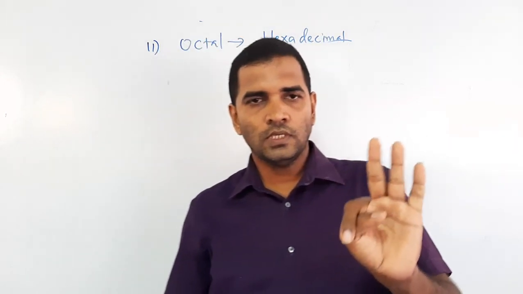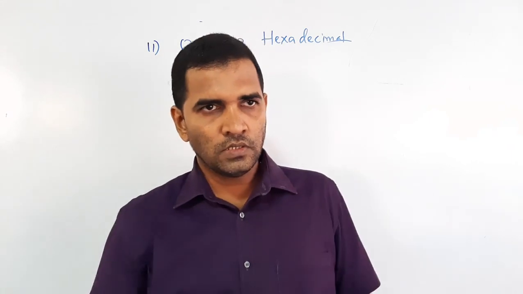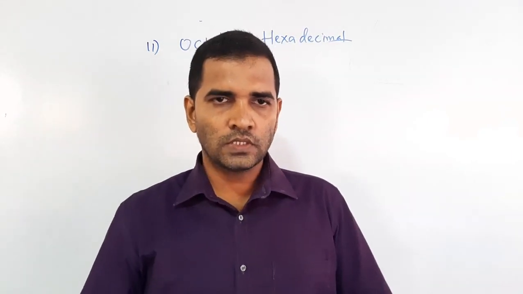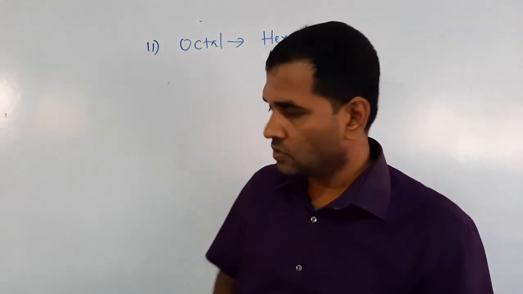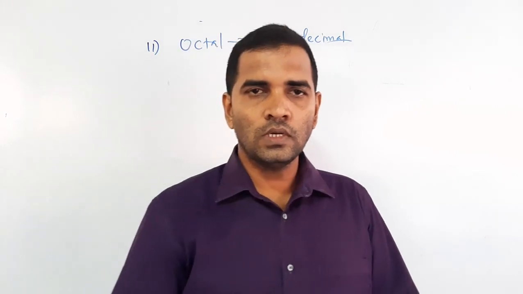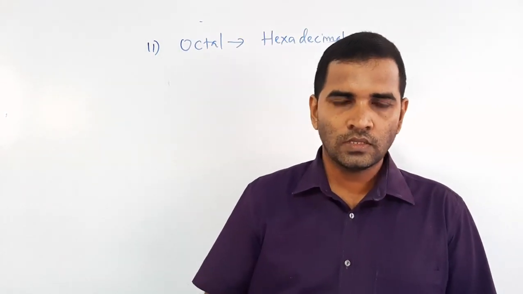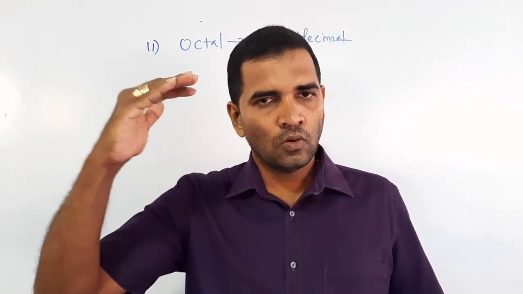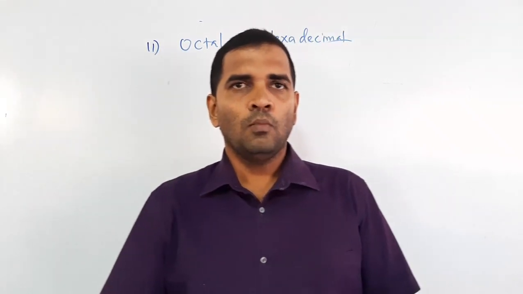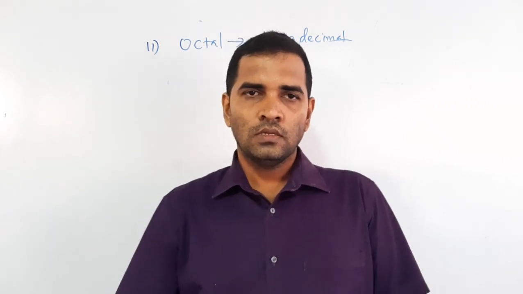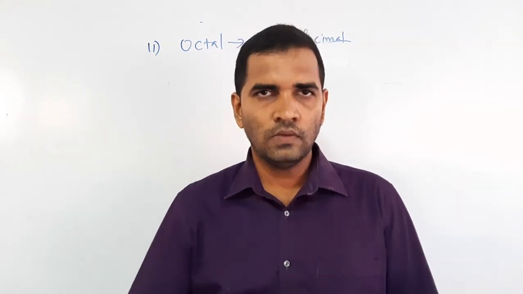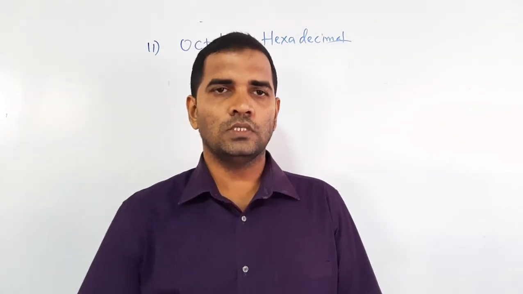We have another option, option B. What is it? This octal can be converted into binary. After that, that binary has to be converted to hexadecimal. That is also another option, right? Octal to binary, then binary to hexadecimal. Both are okay, both are correct. Even if you try either of them, definitely they will be accepted in the examination.